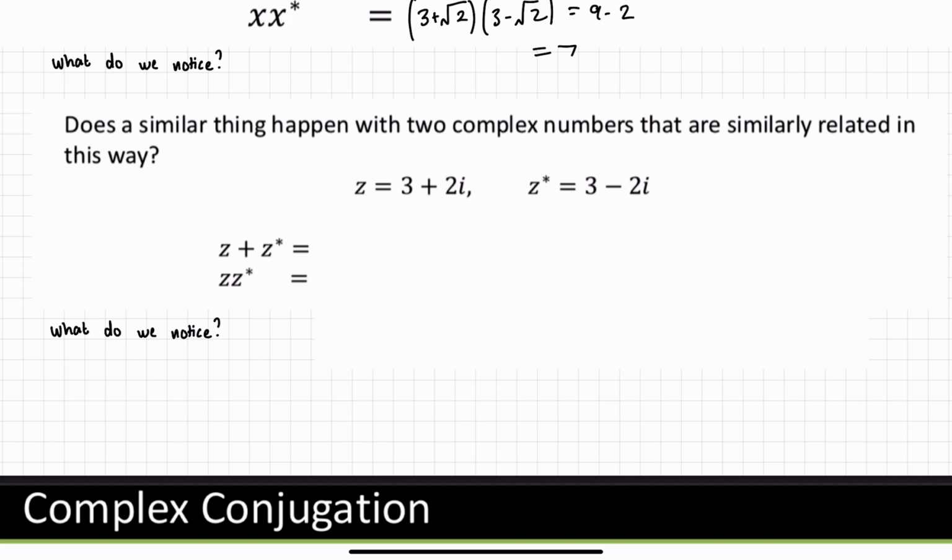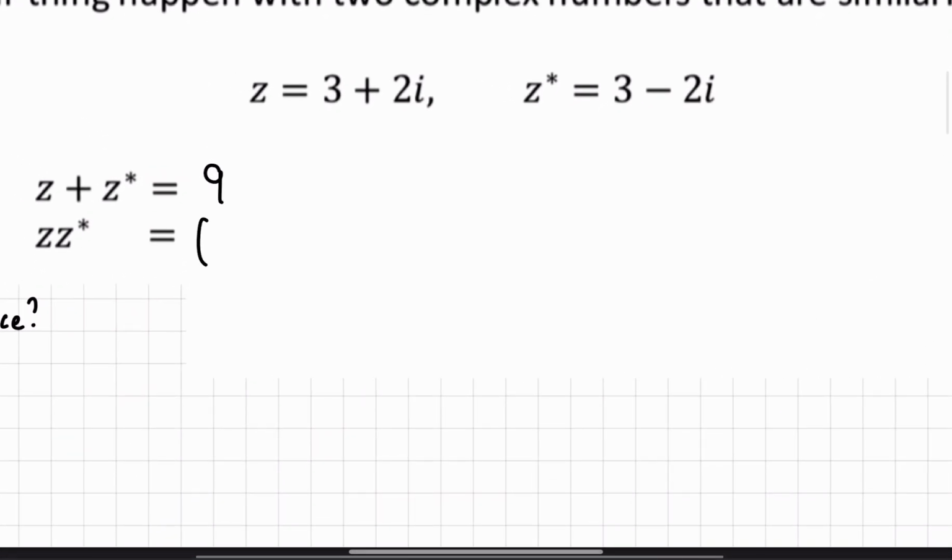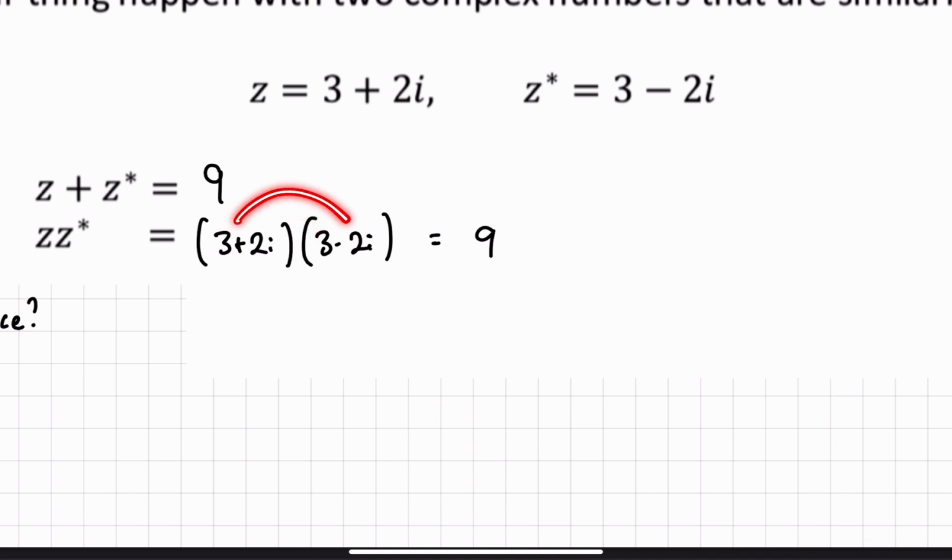Well, when we add them, 3 plus 3 is 6, and 2i and negative 2i will cancel out. And when we multiply them together, you get 9, 3 times 3. 3 times minus 2i is minus 6i. 2i times 3 is plus 6i, so you'll notice they will cancel out.